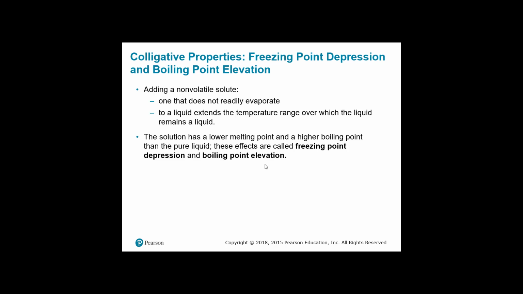So colligative properties means adding a non-volatile solute. That means one that does not readily evaporate. So we want something that's not going to really go anywhere. It's going to stay in solution and intermingle with the solvent particles, to extend the temperature range over which a liquid remains a liquid. The whole thing is just keep it from evaporating away, so that the liquid we have added it to does not follow the typical behavior that it would, for instance freezing at 0 degrees Celsius. The solution has a lower melting point and a higher boiling point than the regular liquid.